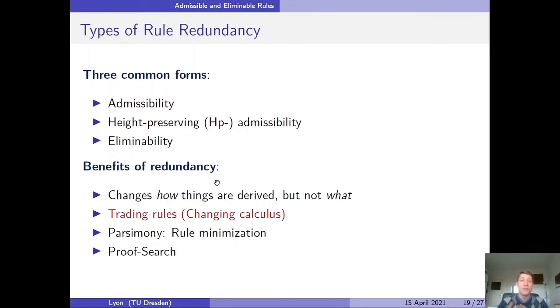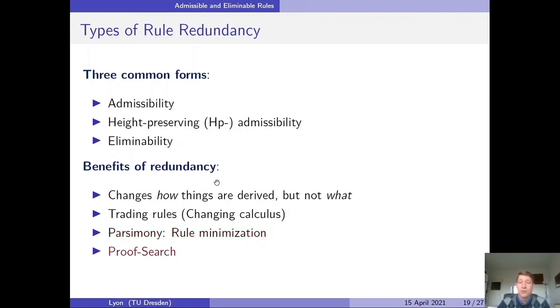It allows you to transform your calculus so that maybe it proves things in a fashion which is better for a particular application. Also, another benefit of redundancy is parsimony, in particular rule minimization. If you want to minimize the number of rules that your calculus has, it's good to know which rules are redundant and which ones are necessary for completeness.